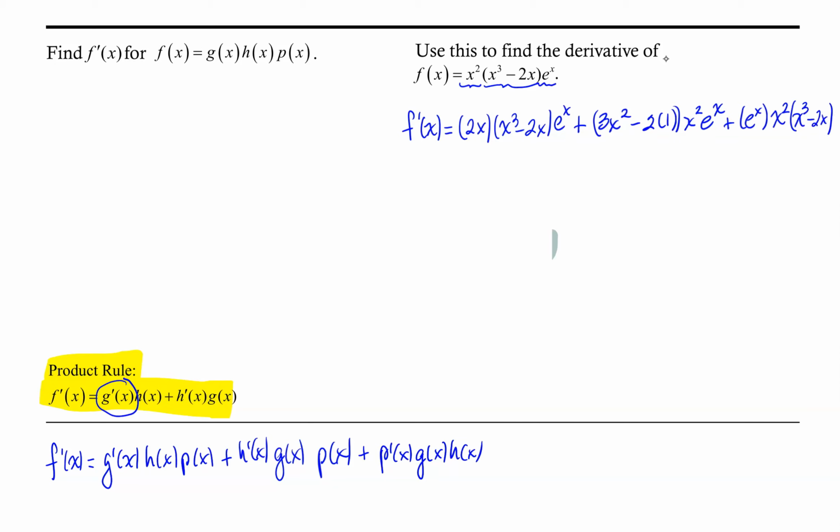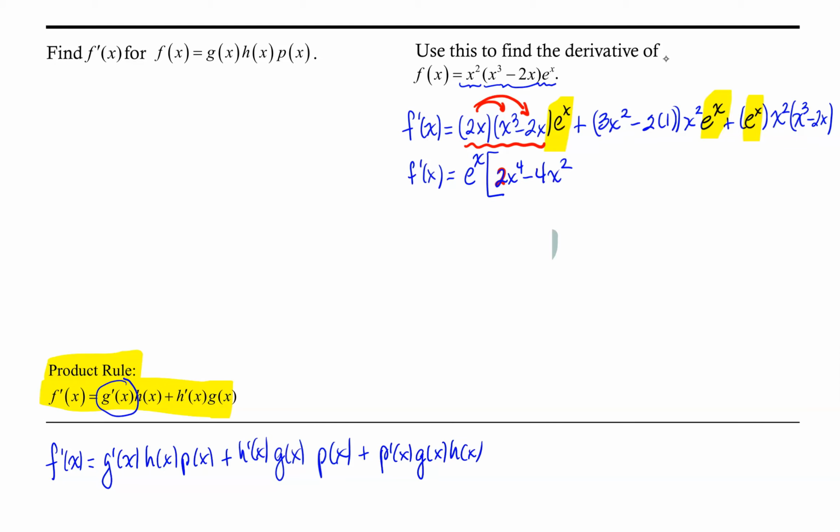So there's our derivative. We can clean this up a little bit. So let's go ahead and do that. I have a common factor of e to the x in each of my terms. So let's go ahead and factor that out. So we'd have e to the x times, and then for this first term, let's go ahead and use the distributive property. So we'll have 2x to the fourth minus 4x squared.